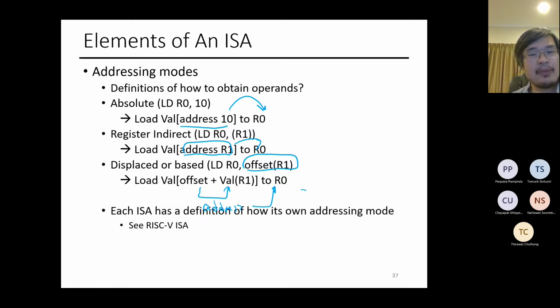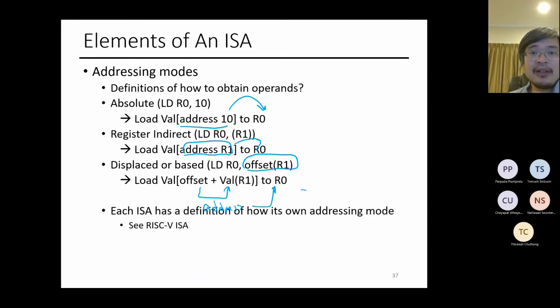So each ISA would also now define its own addressing mode. For example, the RISC-V ISA would support different types of addressing mode. And in that ISA manual, it would tell you how to use each of these. Basically, these are all design choices. You can use it or you can not use it, right? And each ISA would have a manual that comes with it that tells how to use it, right?